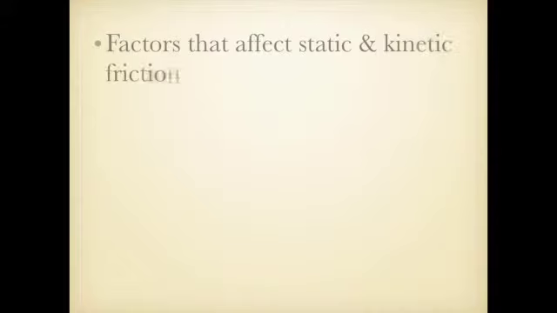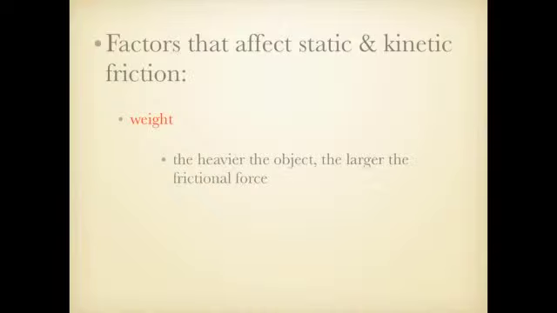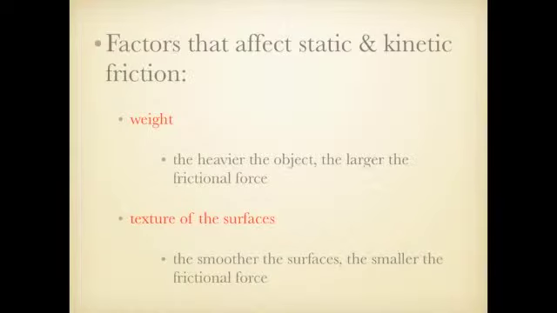Now that you've got all that, let's look at what factors affect static and kinetic friction. The first thing is weight. The heavier an object is, the larger the frictional force. Duh. The only other thing that affects static and kinetic friction is the texture of the surfaces. If the surfaces are smoother, then there's less frictional force.